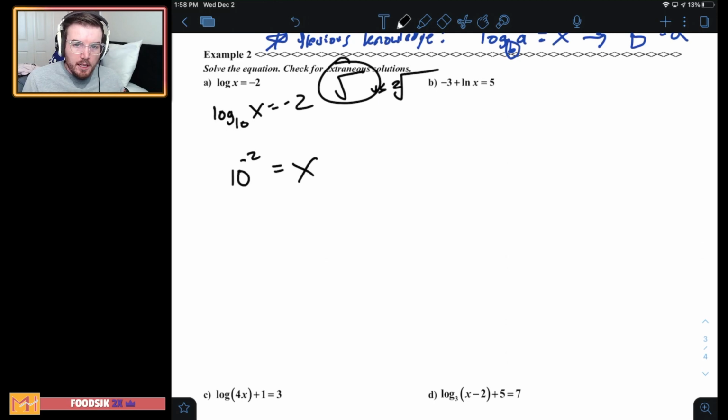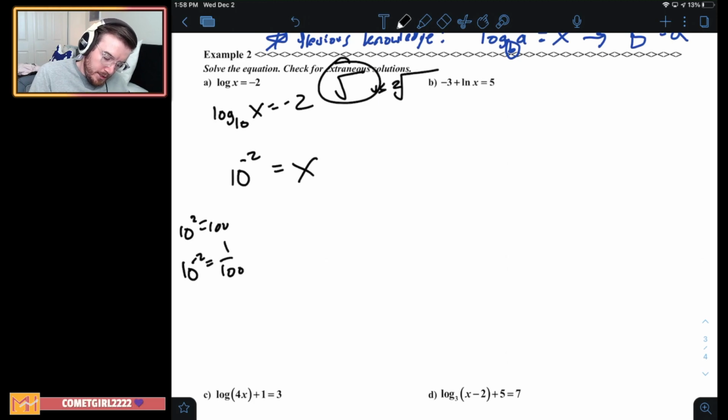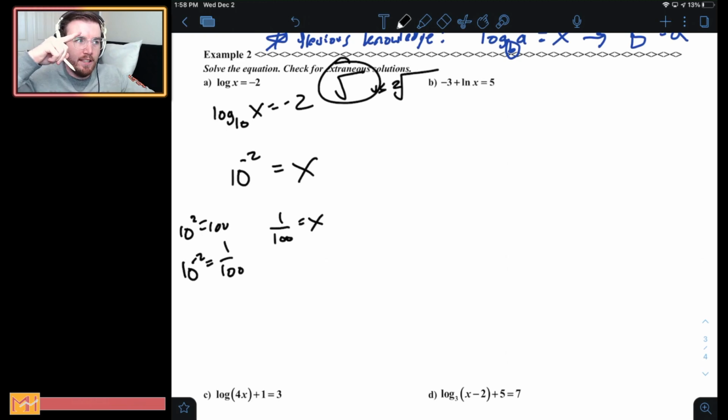There it is. Your multiple choice option maybe on Canvas might be a fraction though, because remember, 10 squared is 100, but 10 to the negative 2 is 1 over 100. Negative exponents force us to take the reciprocal. Okay, forces us to flip. Let's do it again.